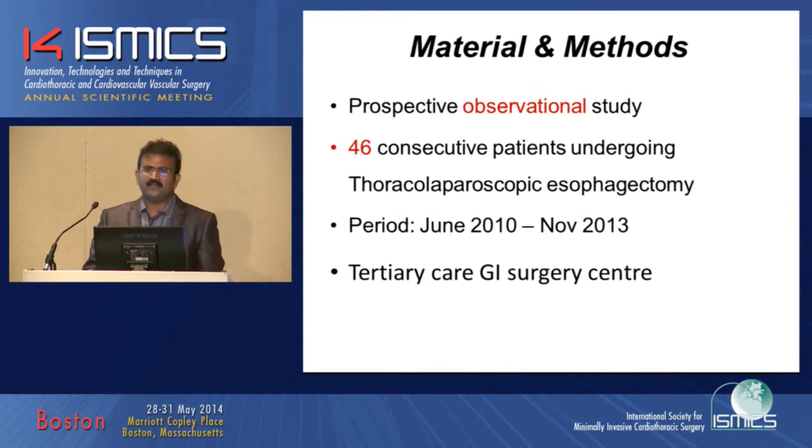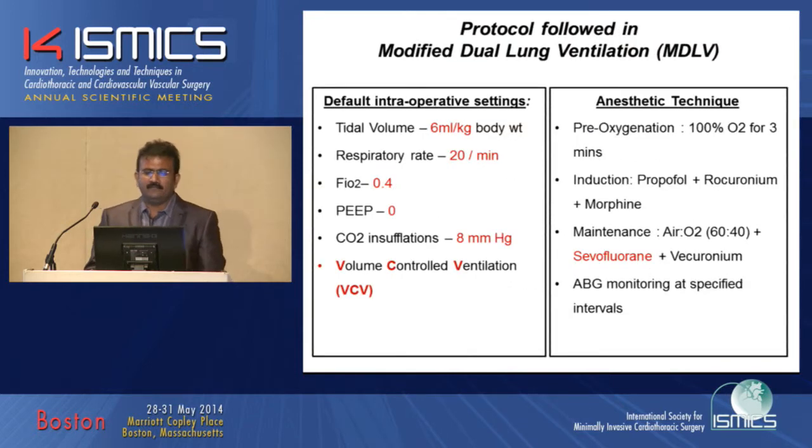This is a prospective observational study of 46 consecutive patients who underwent prone transthoracic esophagectomy between 2010 and 2013 in a tertiary care GI center in India. Based on the previous findings, we formed a protocol with default intraoperative settings: a tidal volume of 6 ml per kg body weight, a respiratory rate of 20 per minute, with a FiO2 of 0.4 with 0 PEEP. The CO2 insufflation pressure to start with is 8 millimeters of mercury. We used volume controlled ventilation for all patients.